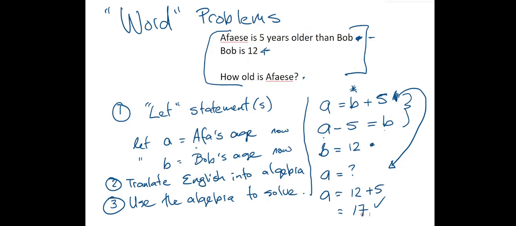So just to go through it, I made a let statement, so I gave all of our variables letters, and when we have things in letters we can use the power of algebra to solve them. I translated that from English. Arthur is 5 years older than Bob. Bob is 12. How old is Arthur? Then I used the power of algebra to find out that Arthur must be 17 if Bob is 12.